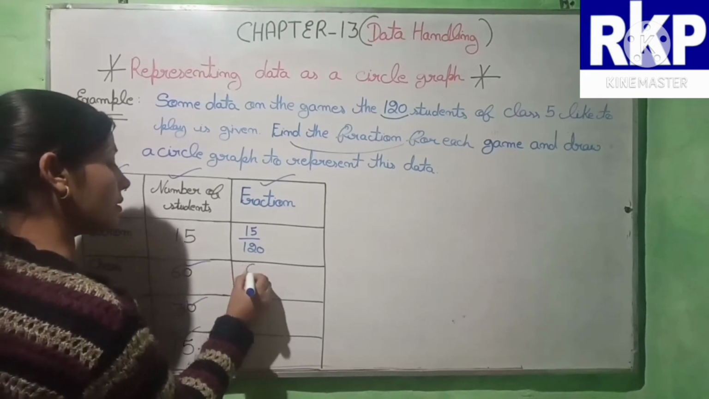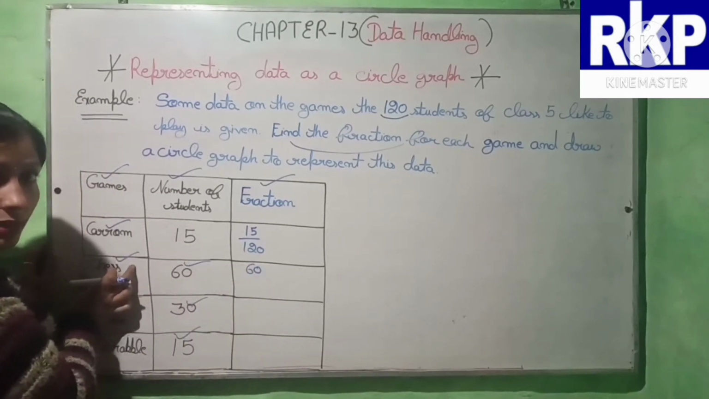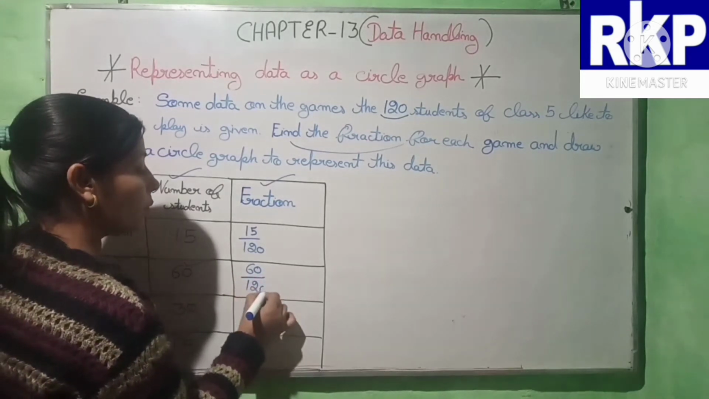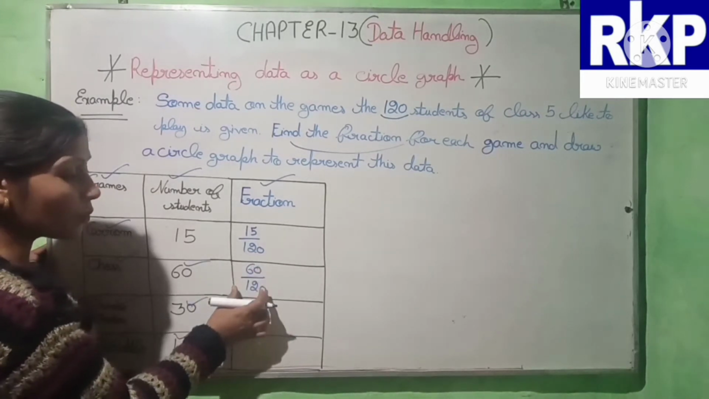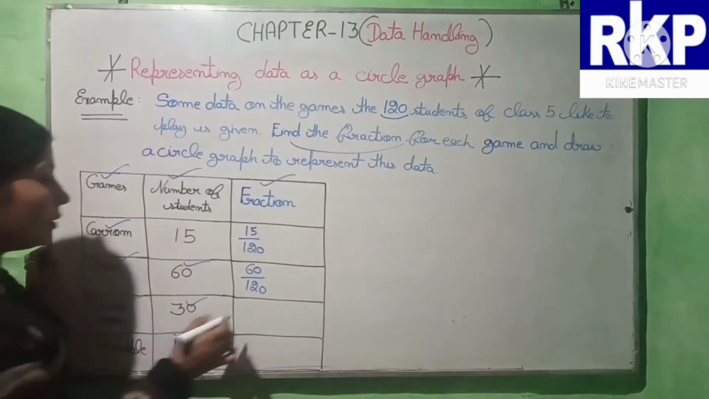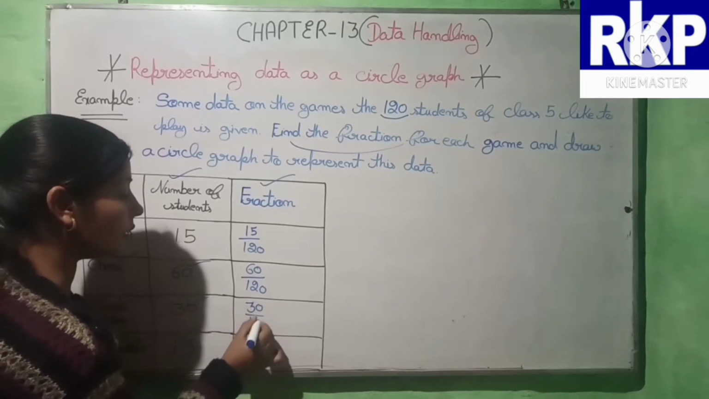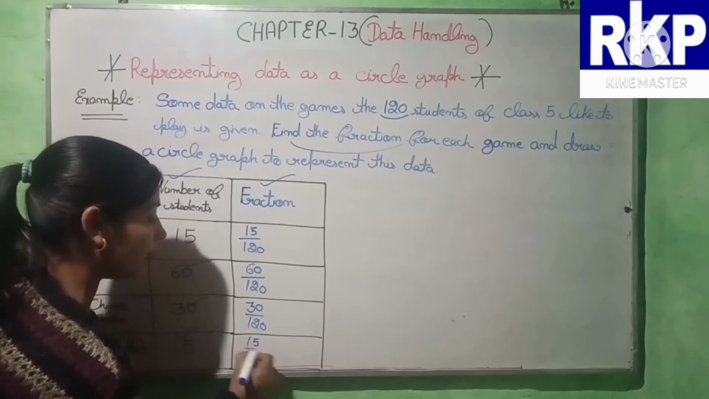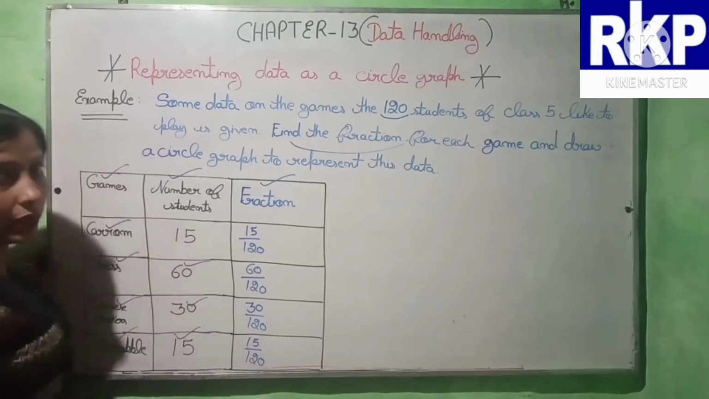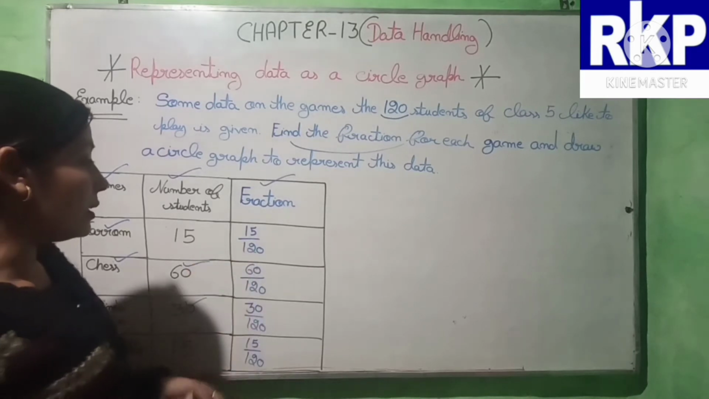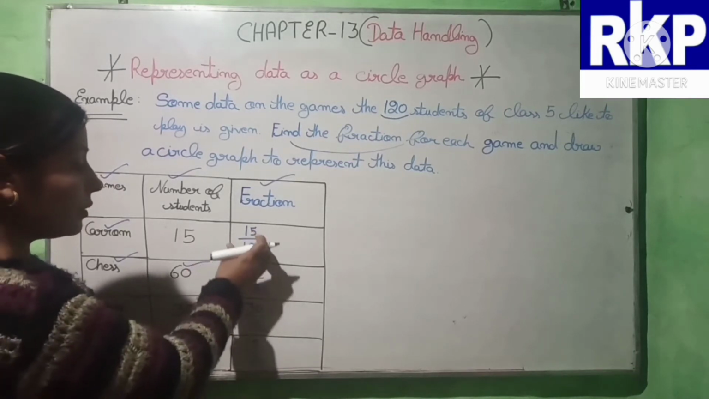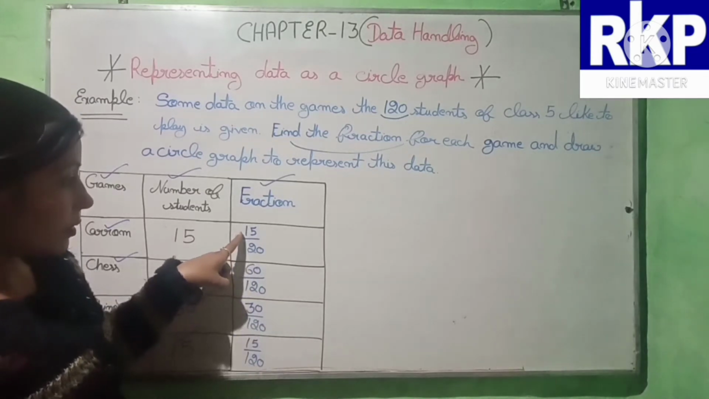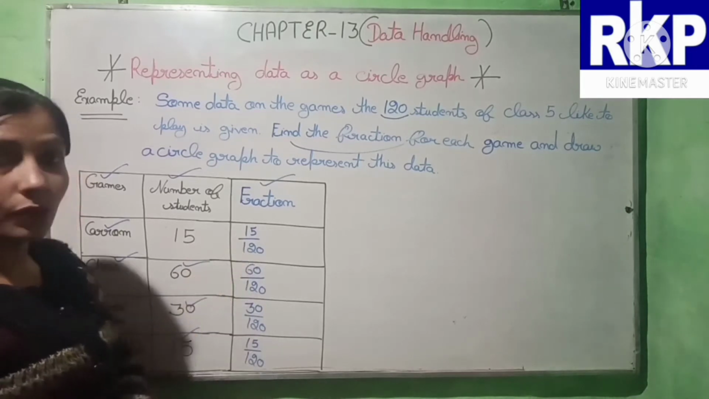And here 60 students like to play chess. So what is the fraction? Yes, 60 by 120. 60 out of 120. Here 30, so here 30 out of 120. Here 15, so here we have to write 15 out of 120. But here beta, you can see we can convert these fractions into simplest form also, because here you can see 15 and here 120.